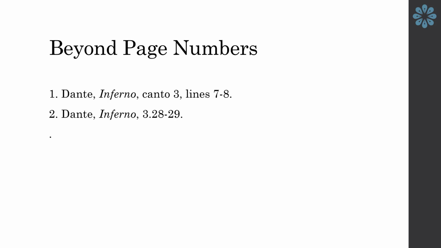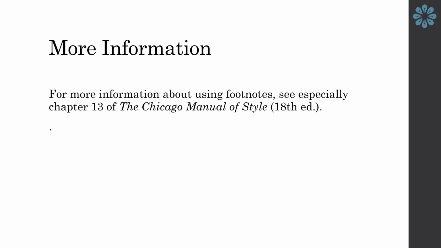The Chicago Manual of Style does point out that with the word line and lines, it's customary to write them out, at least the first time. Whereas with page and pages, it's much more common to abbreviate them. So be aware of that distinction. And that's it for using footnotes for your citation using the Chicago Manual of Style.